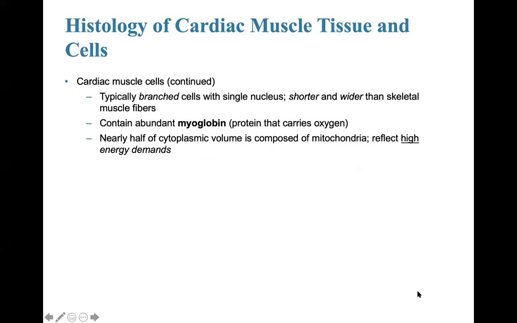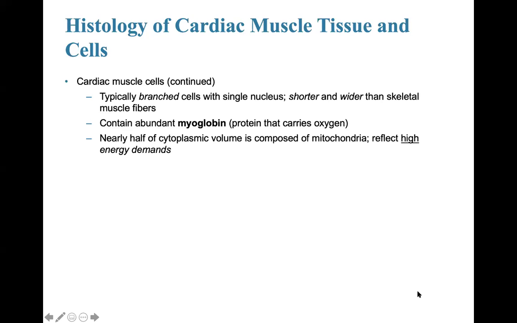Cardiac muscle cells are typically branched cells with a single nucleus. They are shorter and wider than skeletal muscle fibers. They also contain abundant myoglobin. Myoglobin is a protein that carries oxygen. It is different from hemoglobin, and most significantly, hemoglobin, as we talked about with the red blood cells, carries 4 oxygen molecules. Myoglobin will actually only carry 1 oxygen.